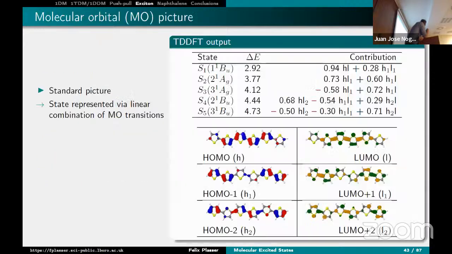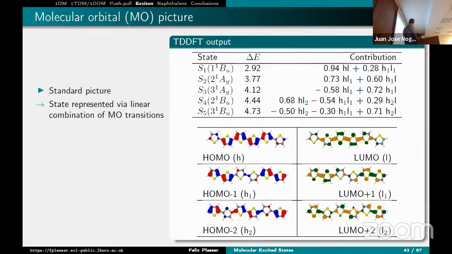But then how do we analyze the states? In the standard picture, again, you're running Q-Chem or whatever it was, and then you just see, okay, these are our canonical orbitals, and all these states are linear combinations of different canonical orbitals. So the first one is HOMO to LUMO, and then HOMO-1 to LUMO+1, and then, for example, we have HOMO to LUMO+1, HOMO-1 to LUMO.